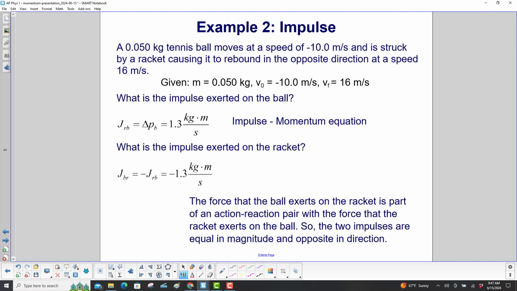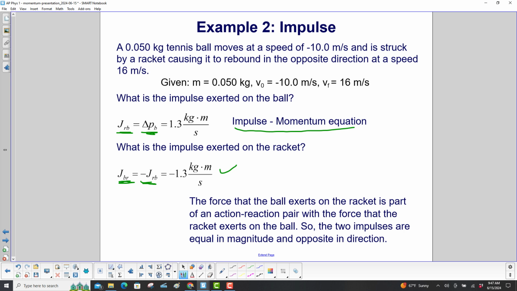What is the impulse exerted on the ball? Once again, we have the impulse momentum equation. So the impulse that the racket delivers to the ball is the change in momentum of the ball, and we just solve for that. That's 1.3 kilogram meters per second. What is the impulse exerted on the racket? Well, the impulse that the ball exerts on the racket is negative the impulse that the racket exerts on the ball, and that's minus 1.3 kilogram meters per second.